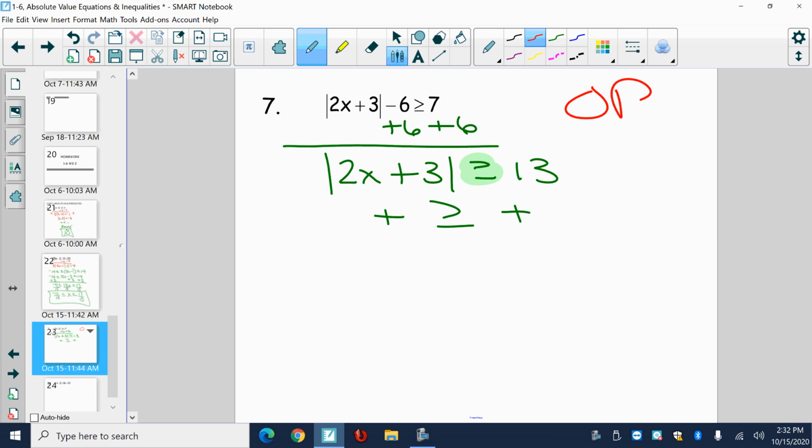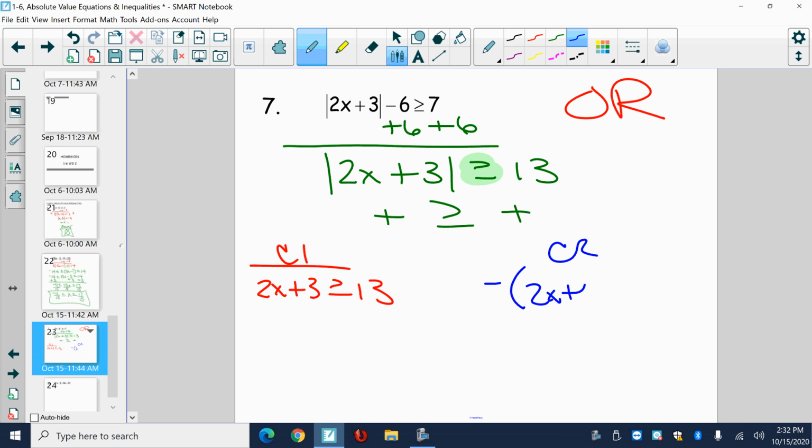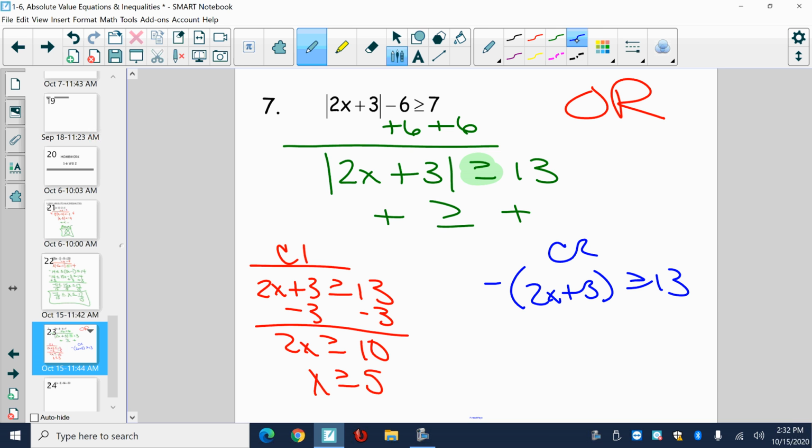So since this is an or, I have to do case 1. 2x plus 3 is greater than or equal to 13. And then case 2, negative parenthesis 2x plus 3 is greater than or equal to 13. So if I go ahead and I solve this for it, negative 3, 2x is greater than or equal to 10, x is greater than or equal to 5. Come over here, negative 2x minus 3 is greater than or equal to 13. Negative 2x is greater than or equal to 16. X is less than or equal to, because I'm dividing by a negative, 8.